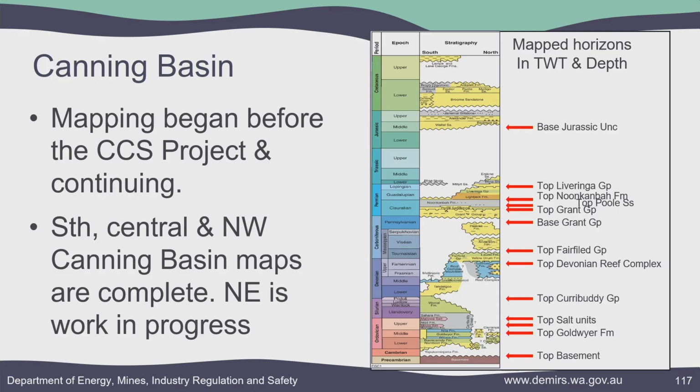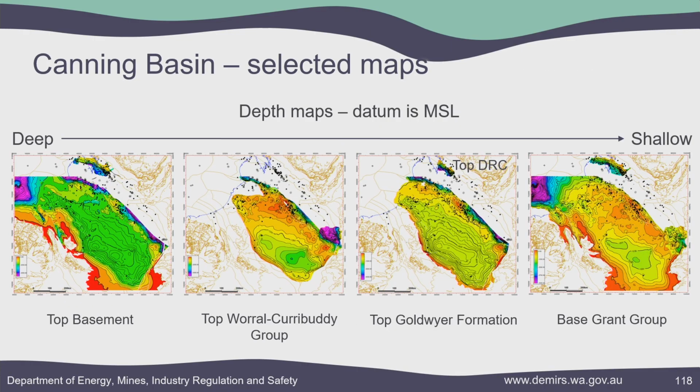This project in the Canning has been going on for a while, and before the CCS project. So these are some of the maps that you can see, and you notice to the north we've completed some of the mapping on the Leonard Shelf.